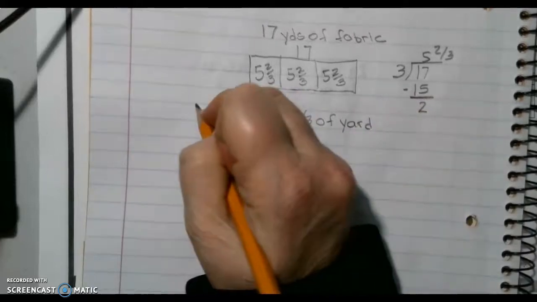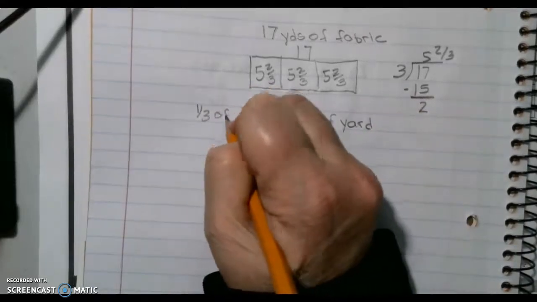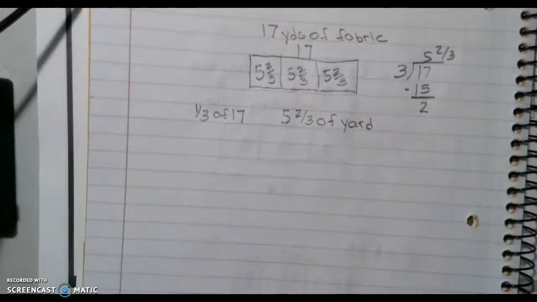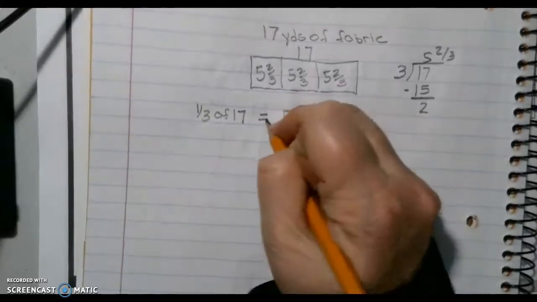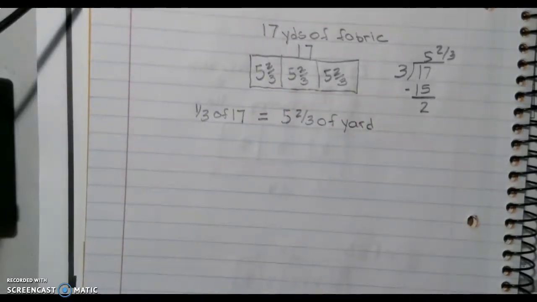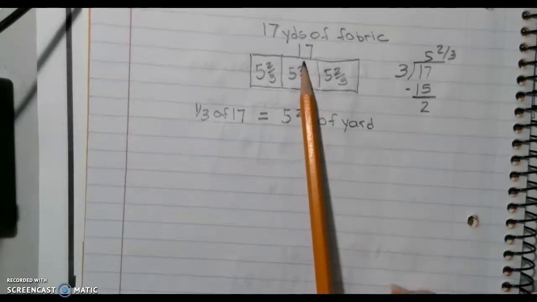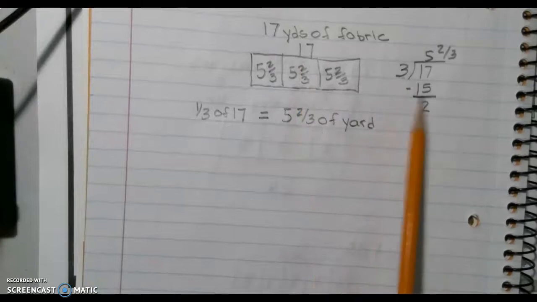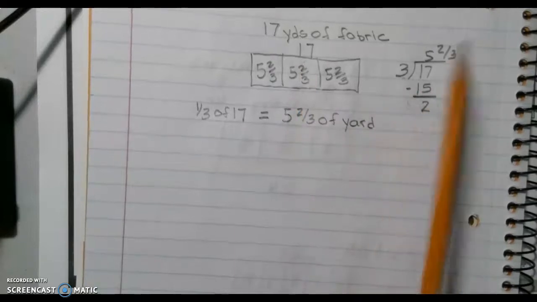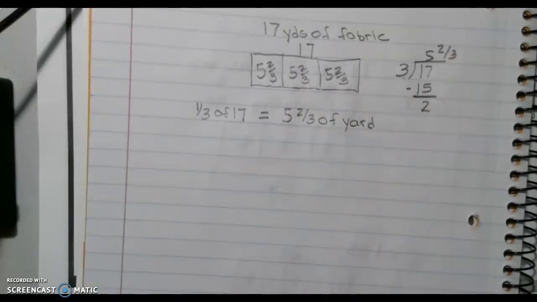We could say 1/3 of 17 is 5 2/3 of a yard. So we took that 17, and 17 doesn't divide evenly by 3. That's why we had a leftover, and we had to make it into a fraction. All right?